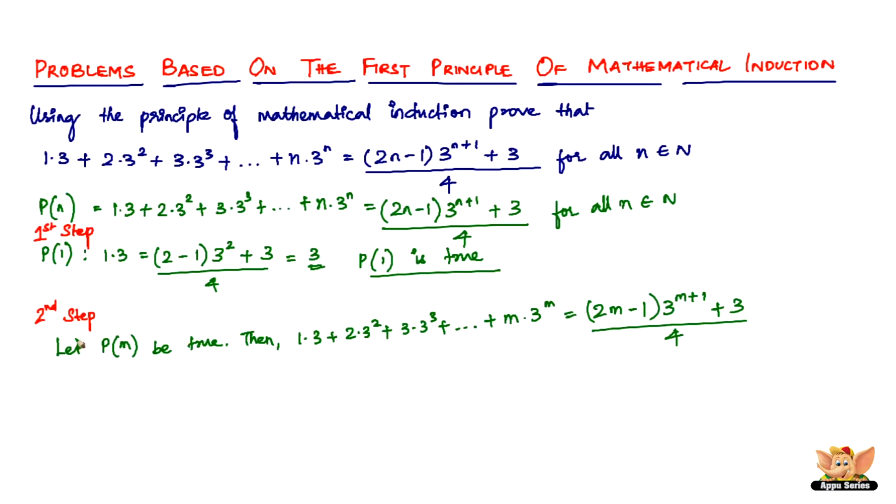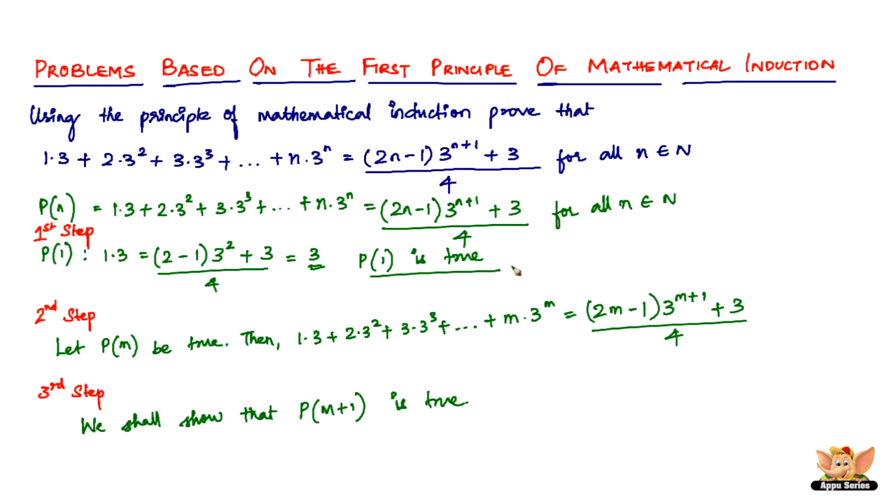So now that we've said let P of m be true, what we have to do in the third step is we shall show that P of m plus 1 is true. The most important thing here is we are not assuming that P of m plus 1 is going to be true, but we are going to show, or we're going to prove that P of m plus 1 is going to be true.